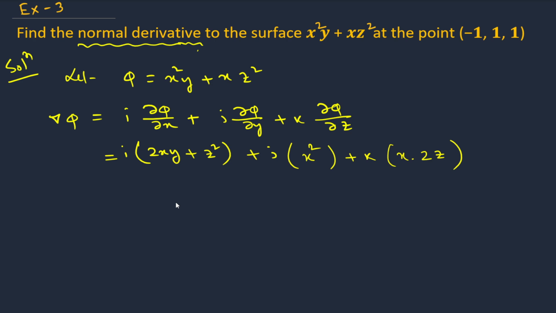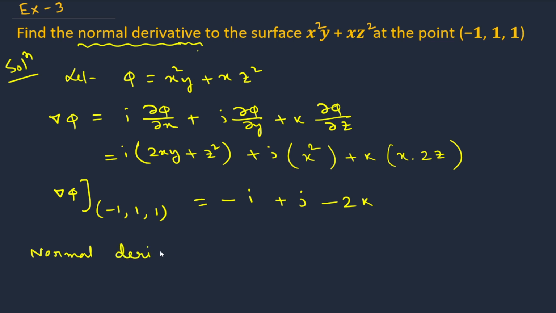Now what you have to do? One point is given, so you have to find gradient of phi at the point -1, 1 and then what? 1. So if we put -1, 1 and 1, what will we get? It will become -2 and 1. So it will be only i cap. In the second term, in place of x, if we put -1, -1 whole square is 1, so it will become j cap. Third term, x is -1, so it will be -2 k cap. Okay, now it is normal derivative. Here we no need to find unit normal, we have to find normal derivative.